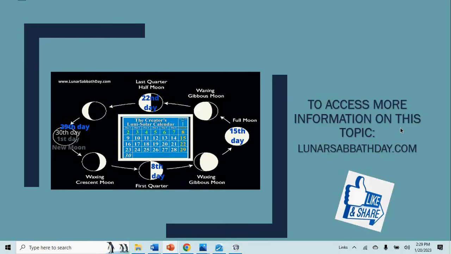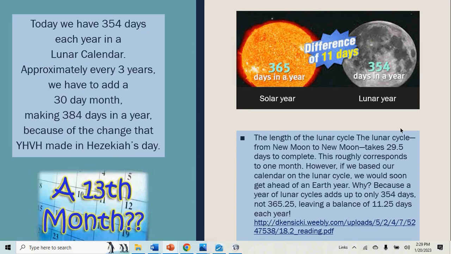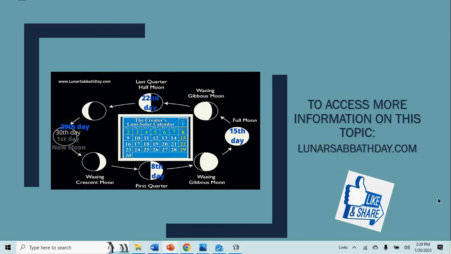Okay, and so I just want to go back over that again. Because of the 11 days, it adds up in 3 years to about a 30-day amount. So that's why we have to add a 13th month about every 3 years. We've done quite a few articles about this, and Hezekiah's sundial. There are several on our YouTube playlist and on the website.